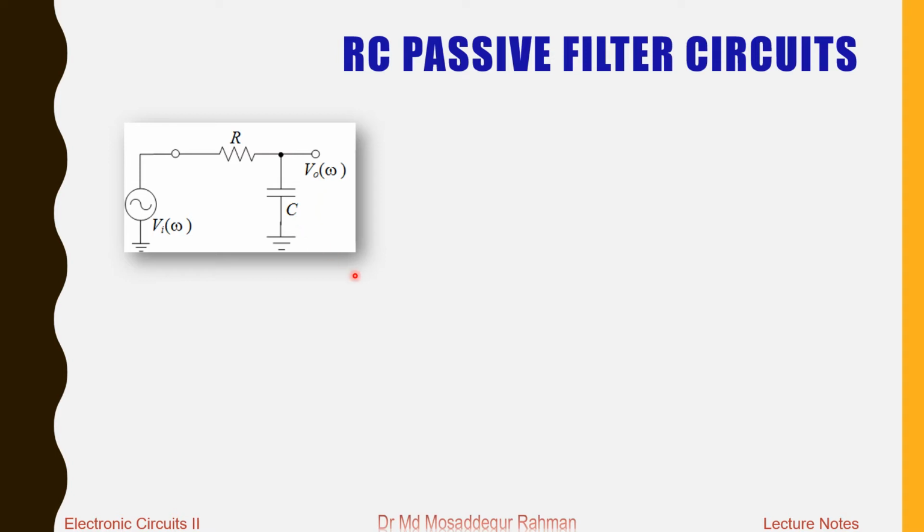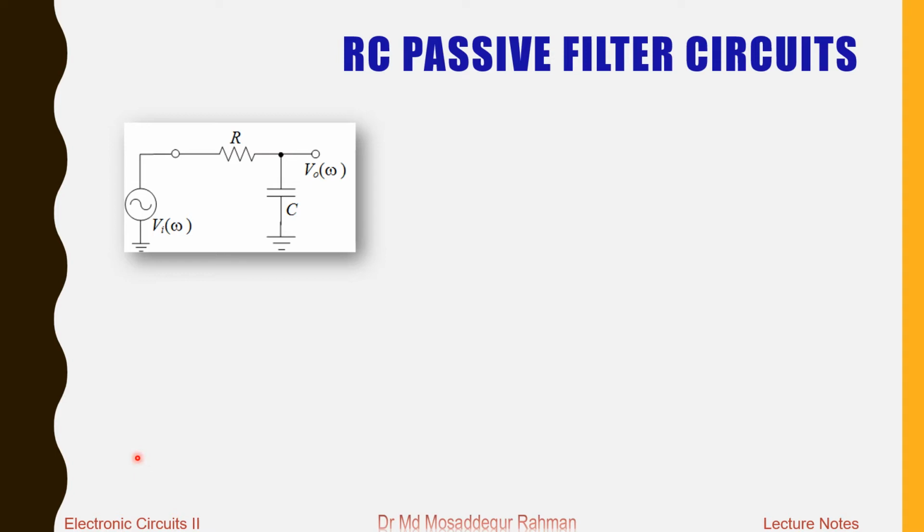Now the question is, is this circuit a high pass or a low pass filter? How will it work? How do we know if the circuit is working as a high pass or a low pass? What is the mechanism to find that out? That is not difficult. We can easily verify if it is working as a low pass filter or as a high pass filter.